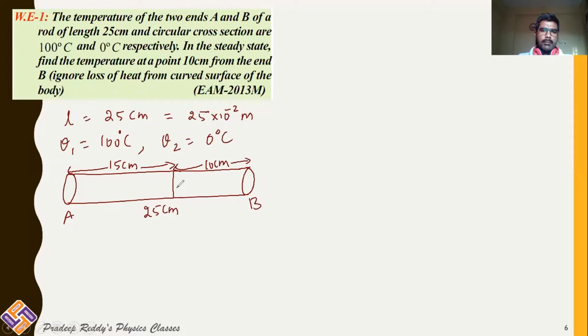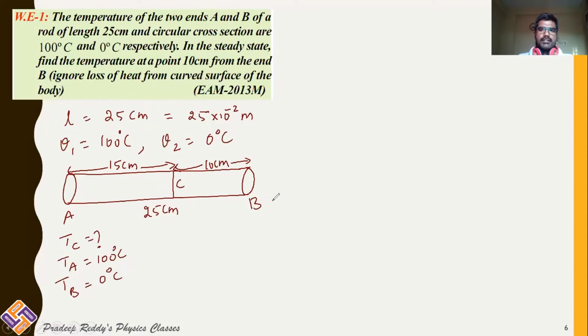You want to find out the temperature at this position. I name this position C. You should find out the temperature at C. The temperature at A, let us consider it as 100 degrees Celsius. The temperature at B, let us consider it as 0 degrees Celsius. You want to now find out the temperature at C.